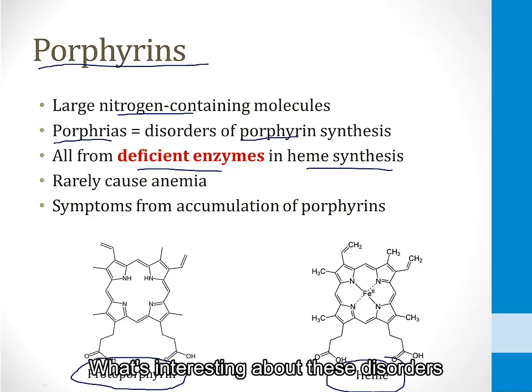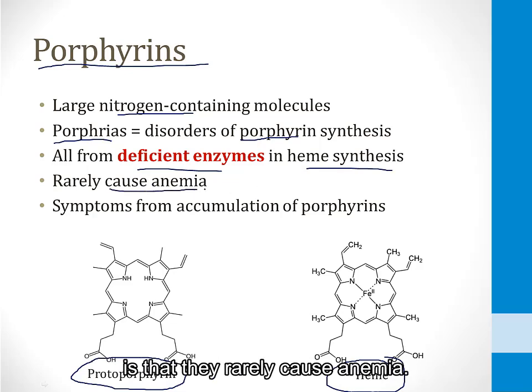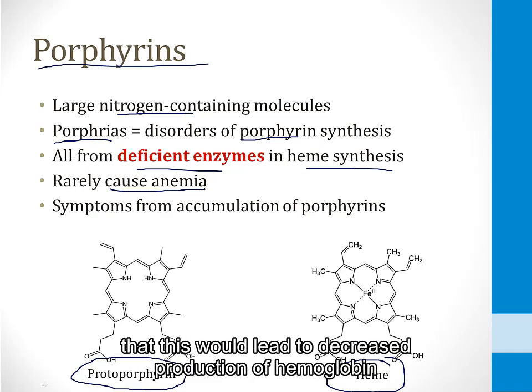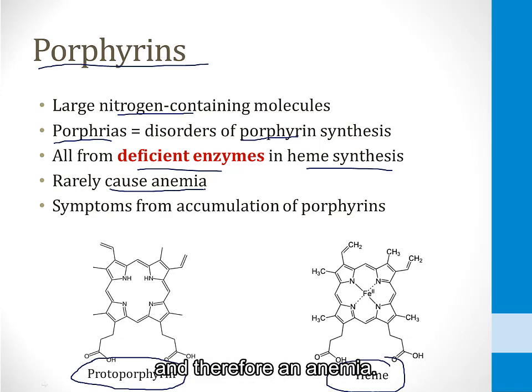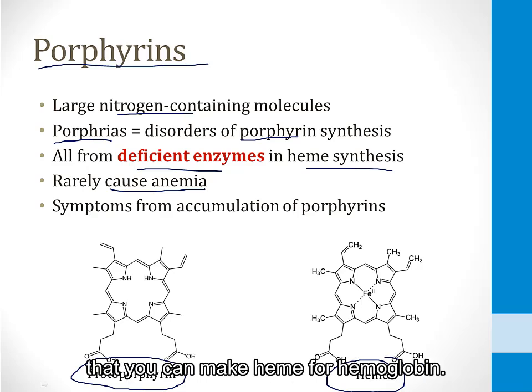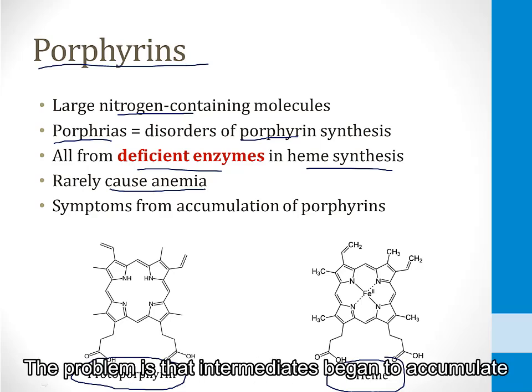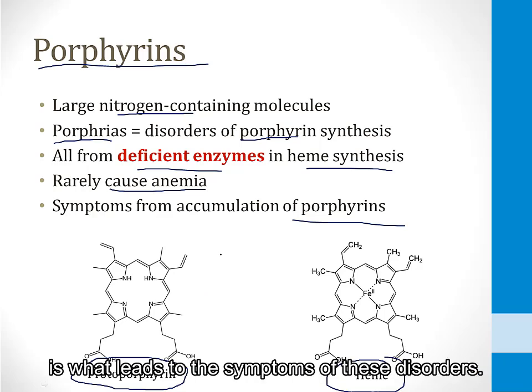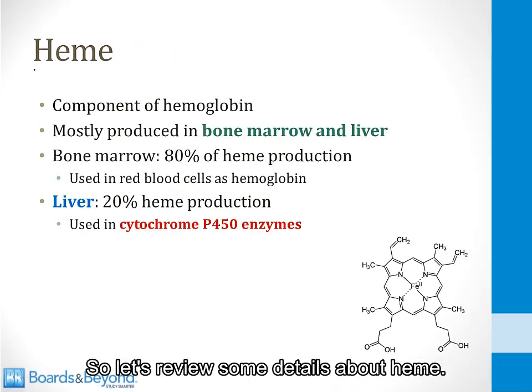What's interesting about these disorders is that they rarely cause anemia. You would think if there were problems synthesizing heme that this would lead to decreased production of hemoglobin and therefore an anemia. However, usually the enzymes function to enough of a degree that you can make heme for hemoglobin. The problem is that intermediates begin to accumulate, and the accumulation of these porphyrin intermediates is what leads to the symptoms of these disorders. So let's review some details about heme.